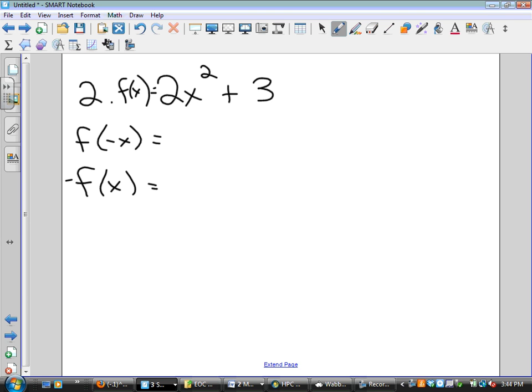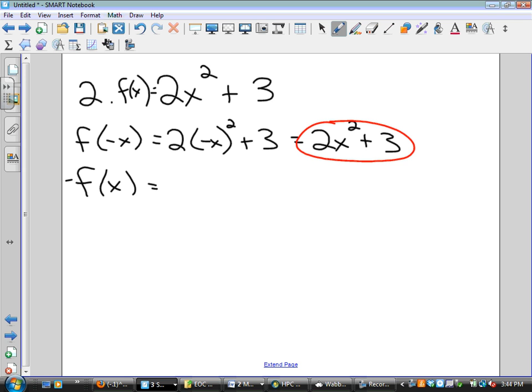Okay, so we can figure out f of negative x by replacing x with negative x. Okay, but what happens is when we have a negative number and we square it, any negative times a negative is going to be positive. So this just simply becomes 2x squared plus 3. Now if you look at this, this actually matches the original function. And because these 2 things match, this is an even function.